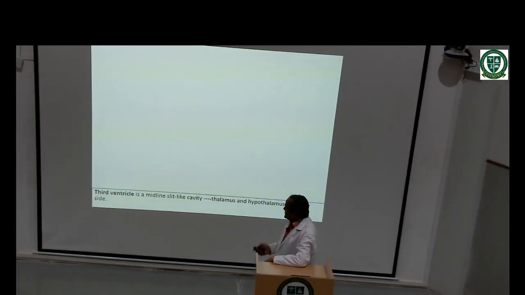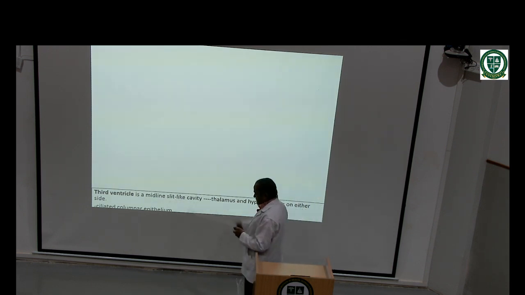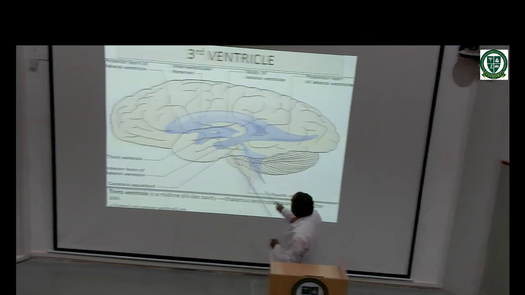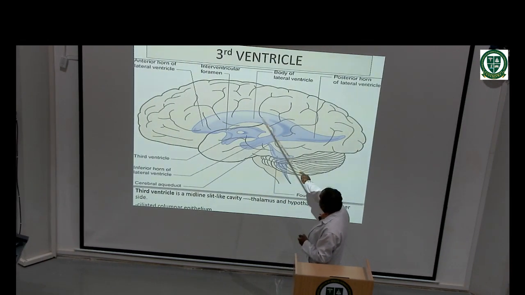So these ventricles are lateral ventricles in the cerebral hemispheres, third ventricle in the midbrain, I mean between the two thalamus, and fourth ventricle between the pons, medulla, and cerebellum. So let me start with the third ventricle. It is a midline structure. It is a midline slit-like cavity between the thalamus and hypothalamus.